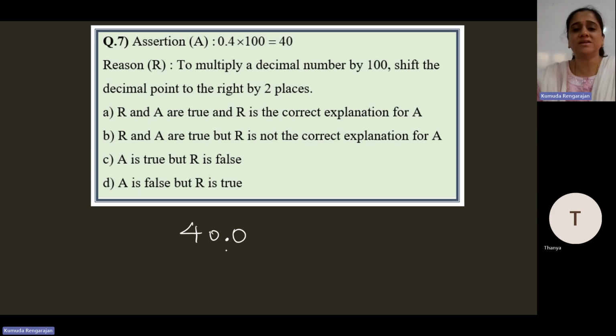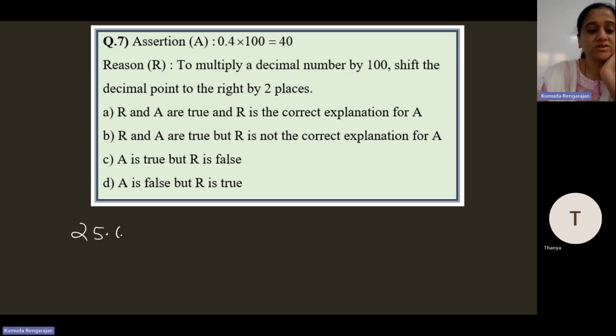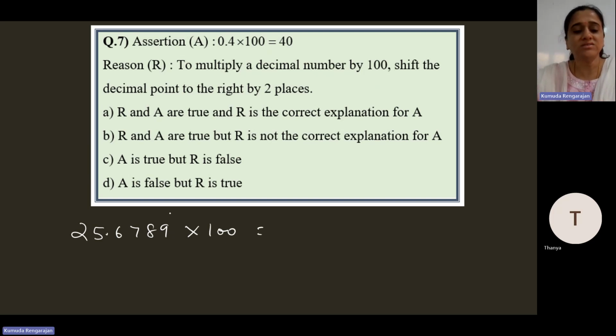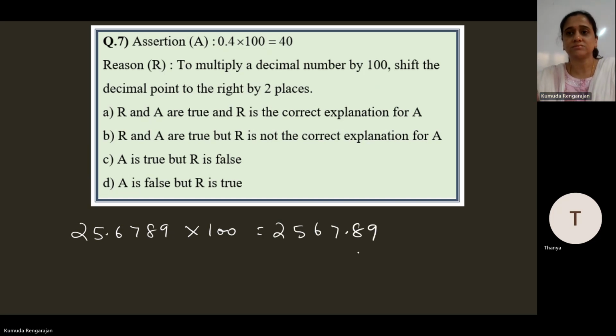See the reason: to multiply a decimal number by 100, shift the decimal point to the right by 2 places. Is that correct? Let's take an example. Supposing you have to multiply 25.6789 by 100. What should you do? What's the product? It will be 2567.89.